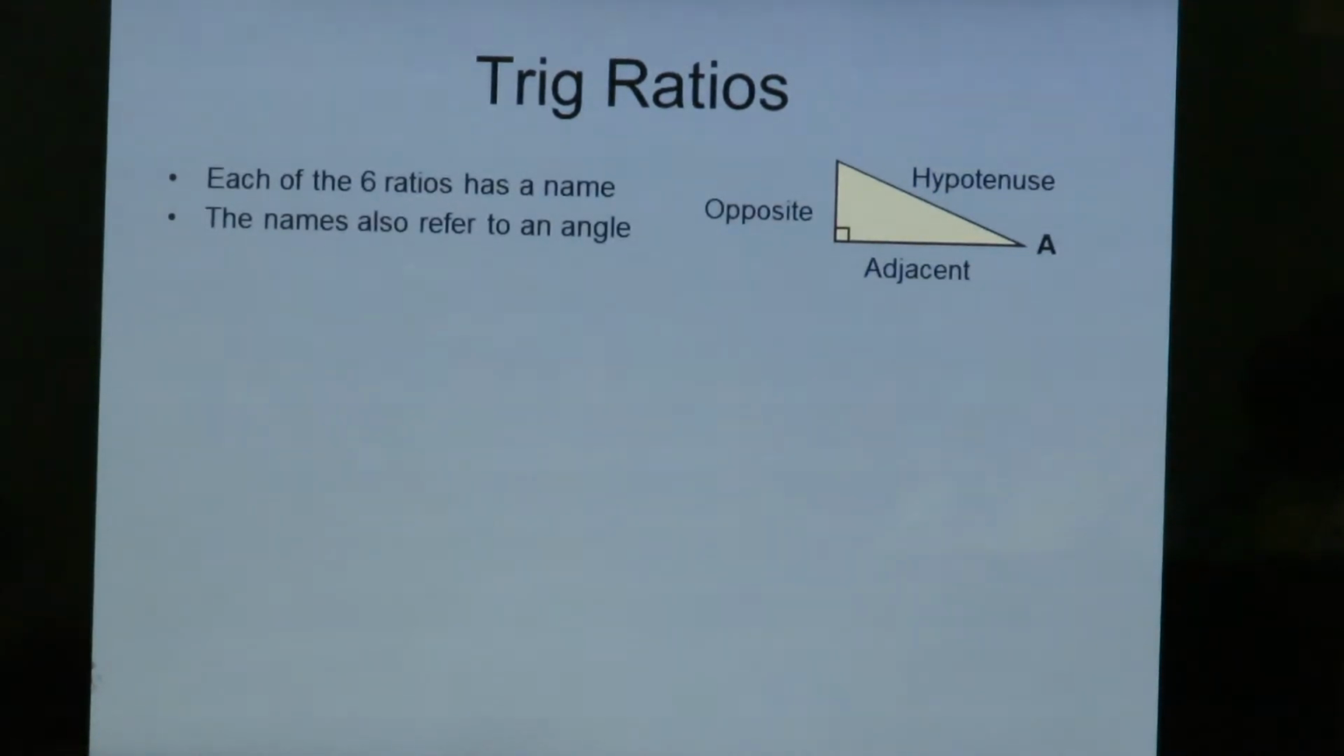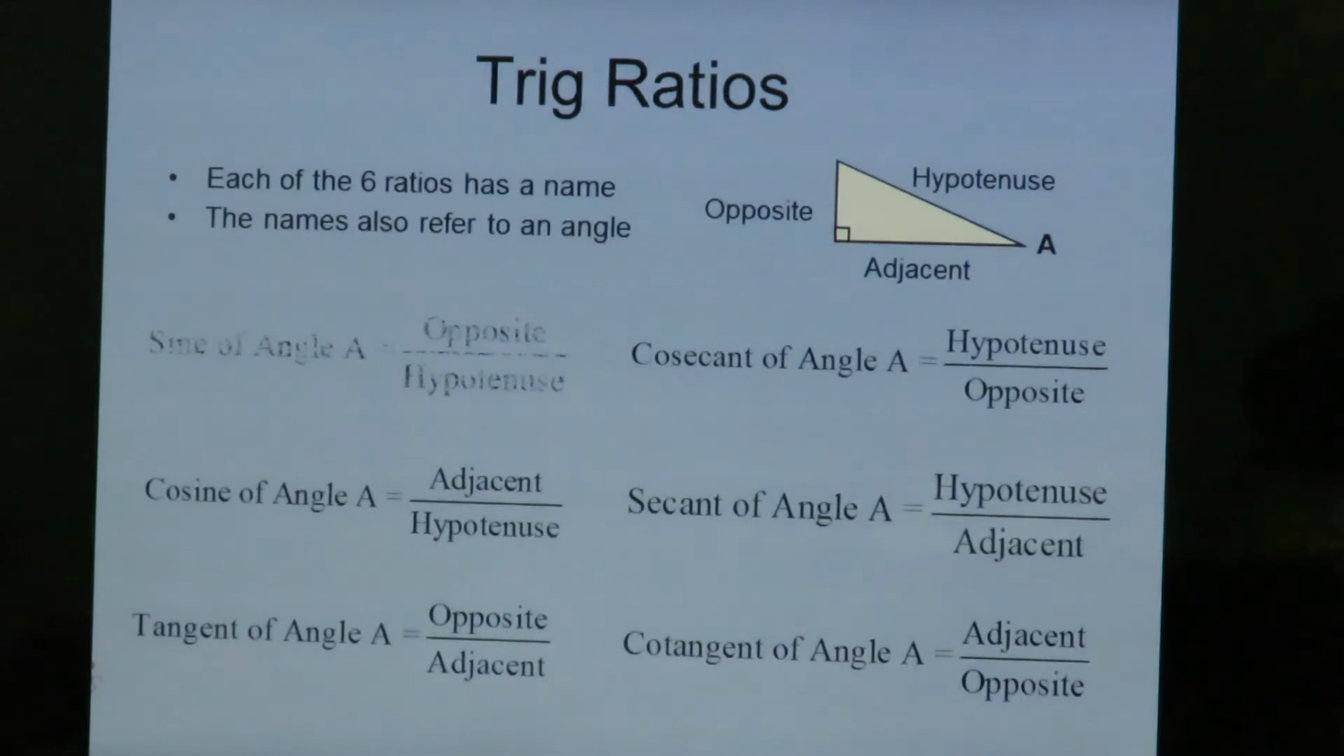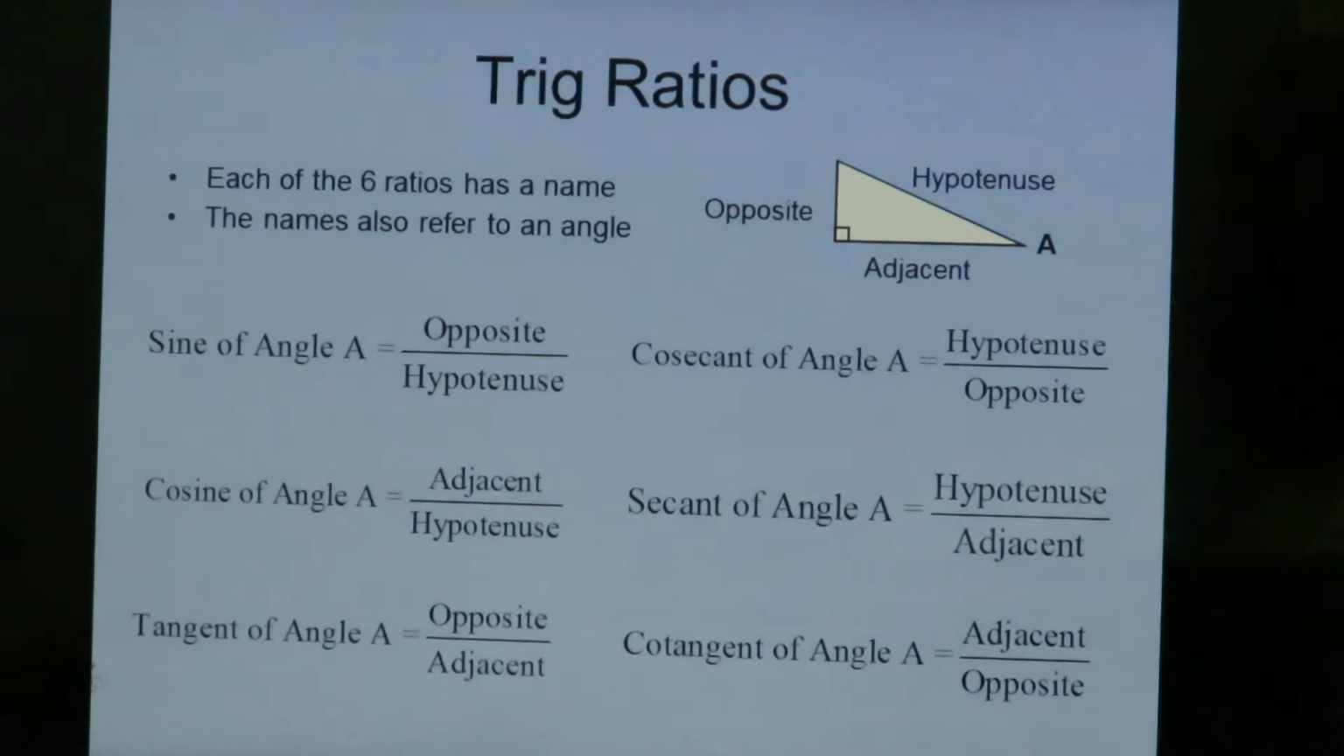Each of the 6 ratios has a name. The name also refers to an angle. These are the 6 ratios: sine of angle A, opposite by hypotenuse; cosine of angle A, adjacent by hypotenuse; tangent of angle A, opposite by adjacent; cosecant of angle A, hypotenuse by opposite; secant of angle A, hypotenuse by adjacent; cotangent of angle A, adjacent by opposite.